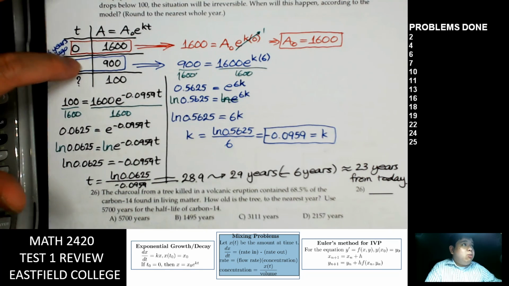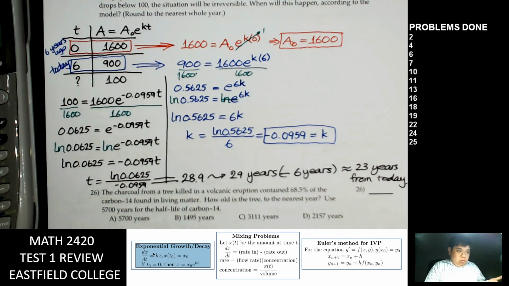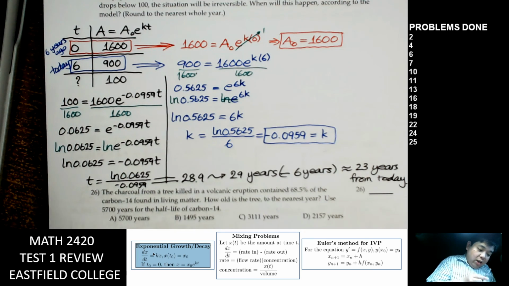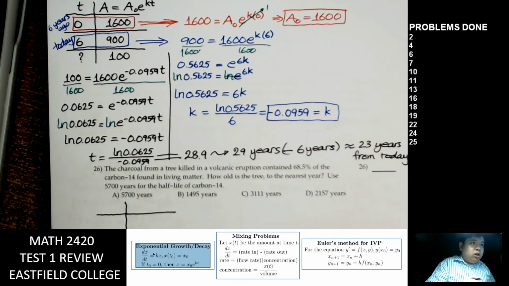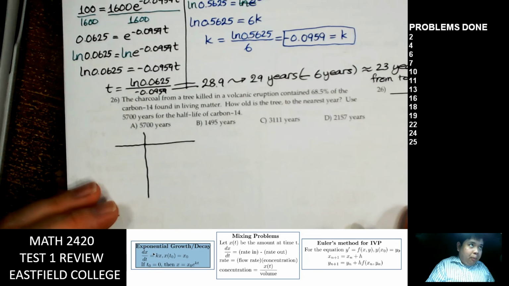So pretty much we can summarize that, and the equation for exponential growth or exponential decay is going to be this. Growth is increasing, decay is decreasing. On this one it is decreasing, so it is decay. So I will summarize number 26 in a similar fashion. We're not going to do it, but just get the idea.